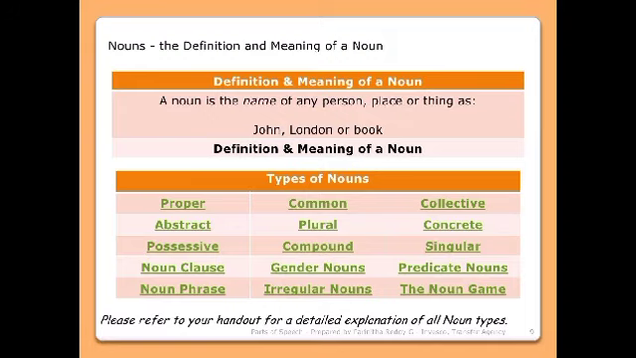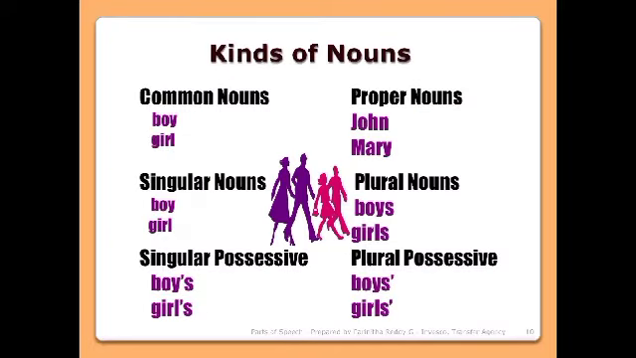There are different types of noun: proper noun, common noun, collective noun, abstract, plural, concrete, possessive noun, compound noun, singular noun, noun clauses, gender noun, predicative noun, and a lot of other types of noun, but we will go through only the nouns which are very common in the parts of speech and which we use in our daily life. So there are different kinds of noun like common noun, proper noun, singular, plural, singular possessive, and plural possessive. Like common noun, the boy, girl.